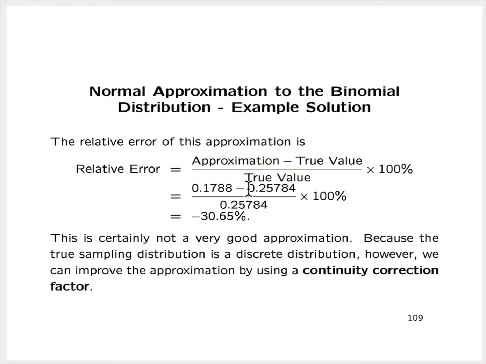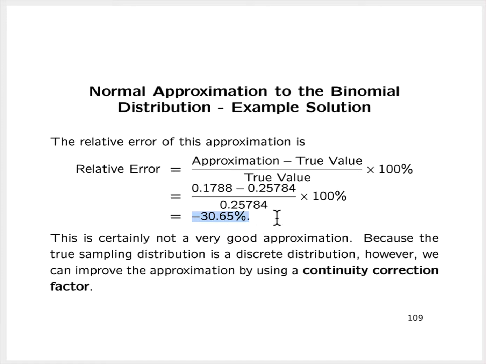And we found, you'll recall, that the true value to 5 decimal places was 0.25784. And so the relative error of this approximation is negative 30.65%. Now, it's negative because the approximation is less than the true value, right? But the magnitude is 30.65%. So this is a horrible approximation.